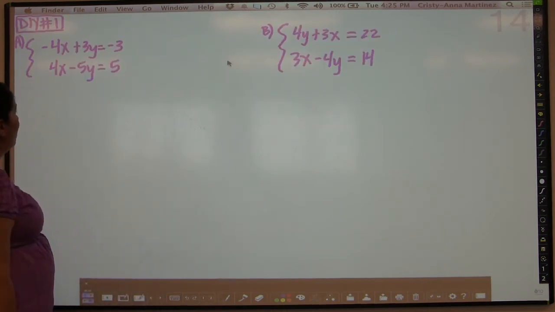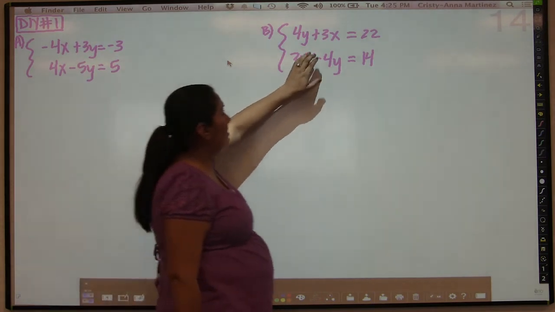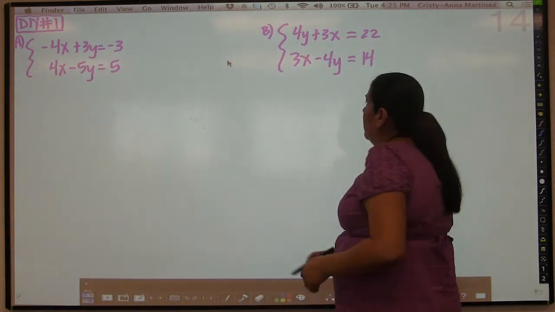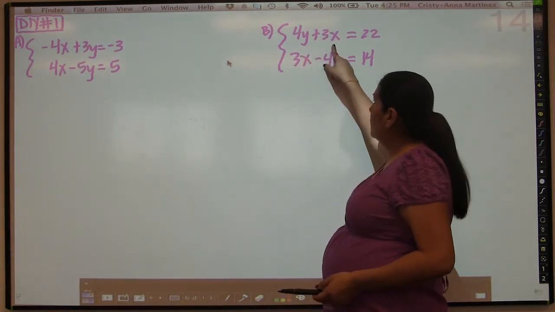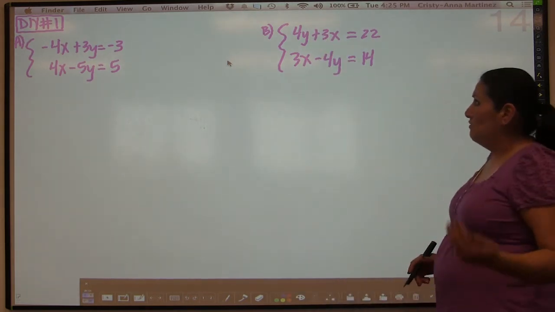So now I want you to try these. I will give you a little hint for part B. You have to put this in the right order first before you get started. It says 4y plus 3x. Those should be written in the opposite order, so you might want to fix that before you continue.